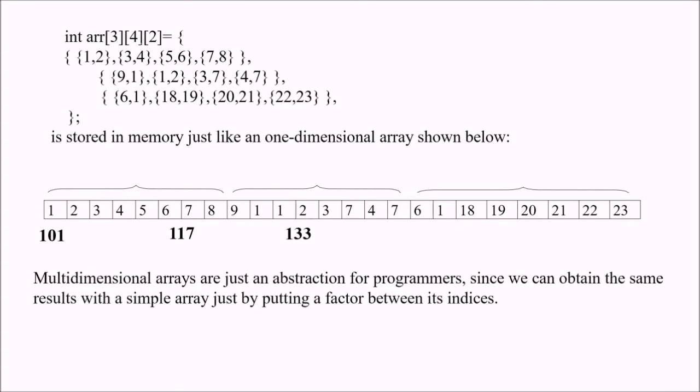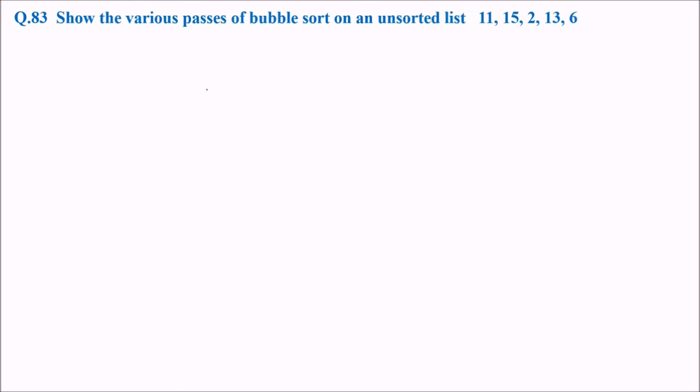Otherwise, if you actually see 3, 4, 2, this is a three-dimensional array. If these are the values, those from 1 to 8 are stored here, from 9 to 16 simply stored contiguously, and 17 to 24, see. So multi-dimensional arrays are just an abstraction for programmers, since we can obtain the same results with a simple array just by putting a factor between its indices.